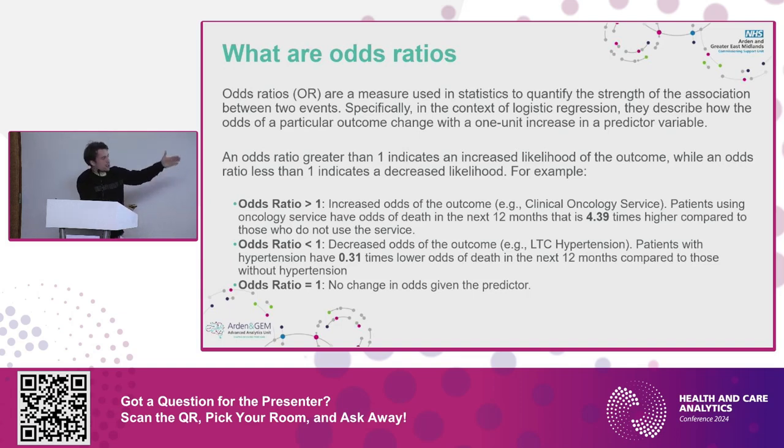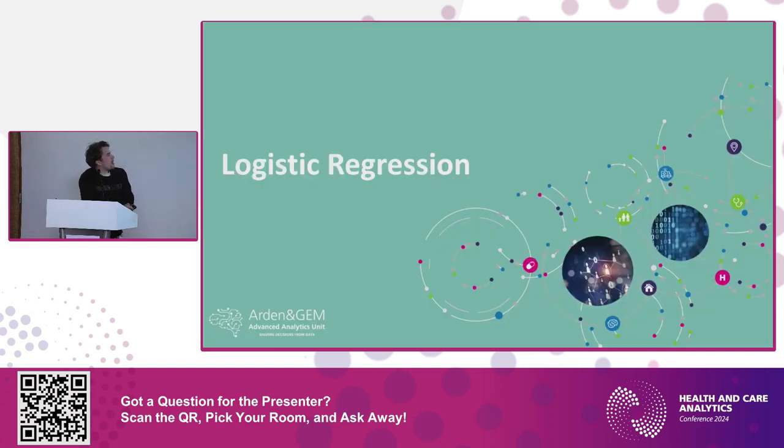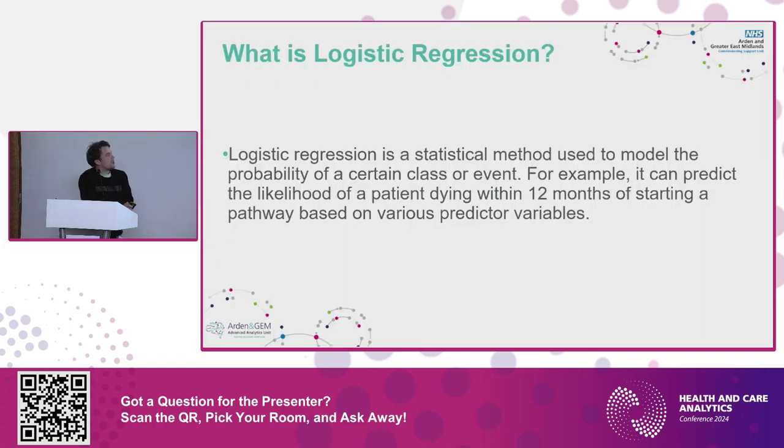If you have an odds ratio less than that, it means that that particular feature reduces the probability of somebody dying in the next 12 months. Okay, so logistic regression. I will try not to go into too much detail, as I assume that people have an understanding of what it does, but I'll try to summarize a little bit and I'm happy to answer more questions on it.